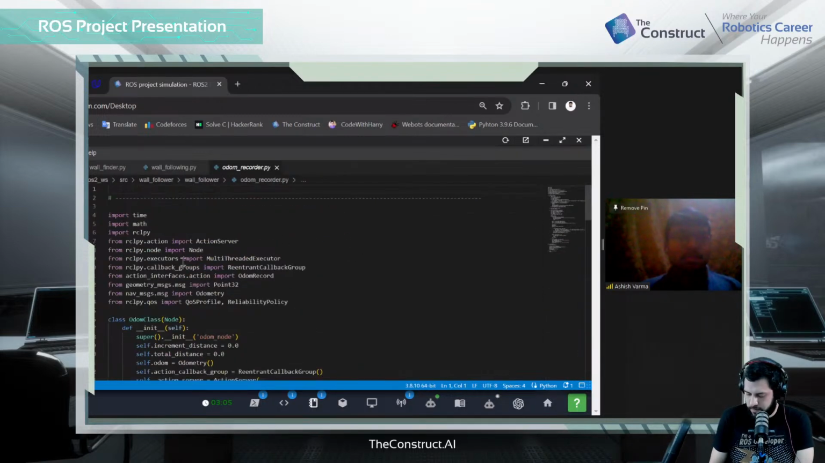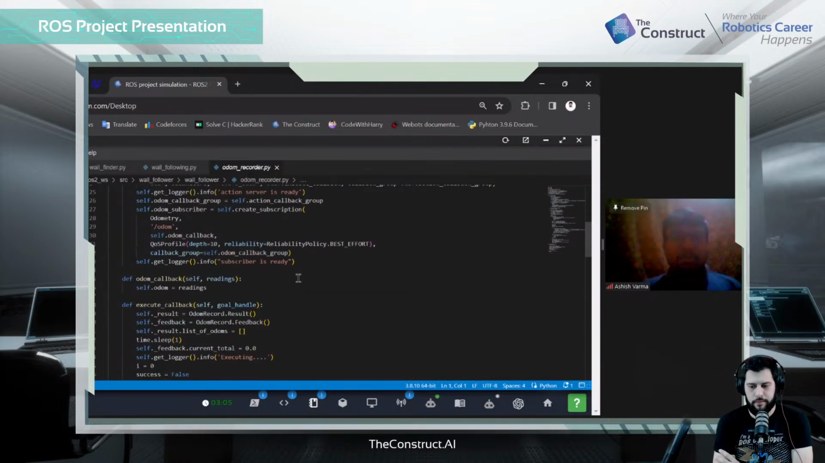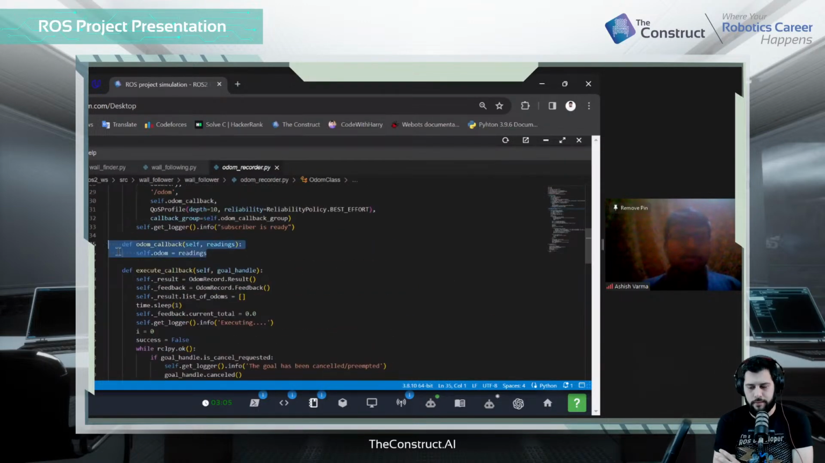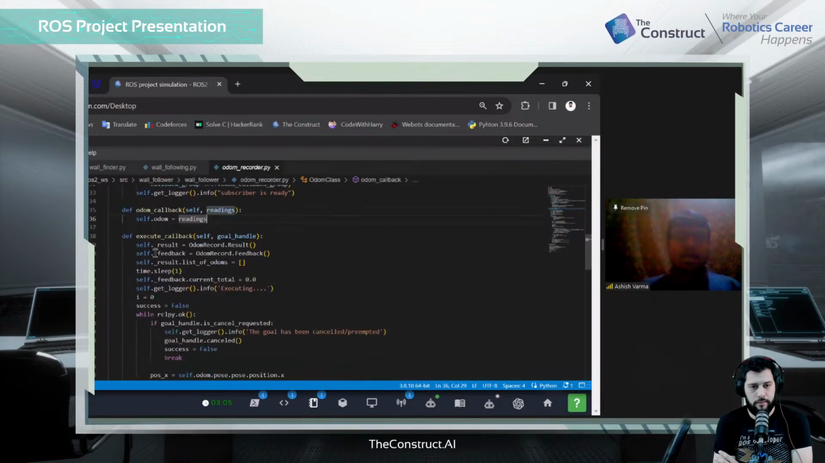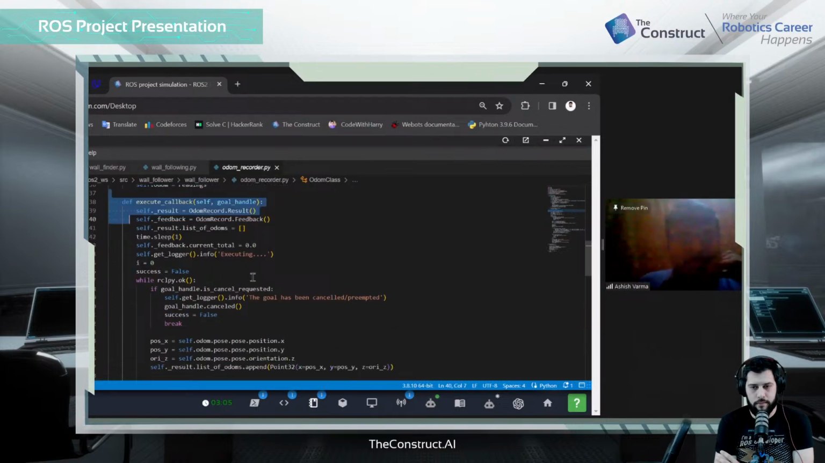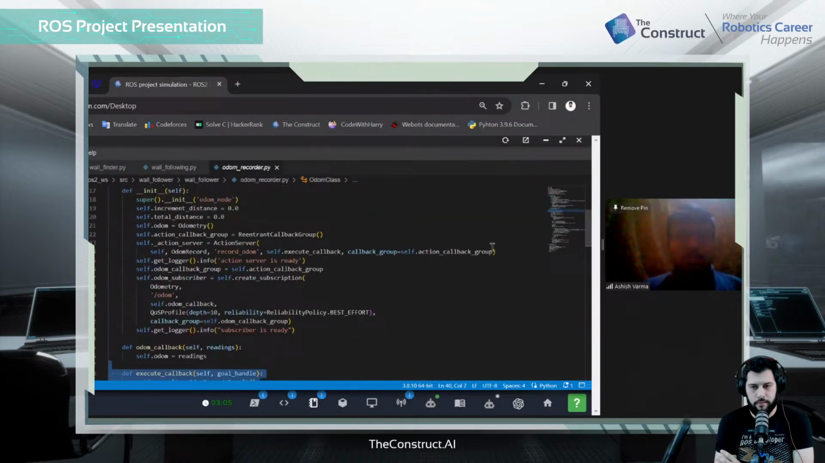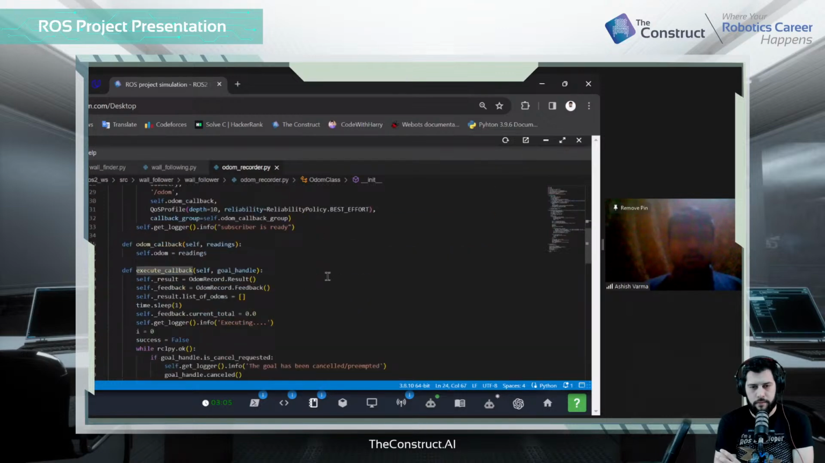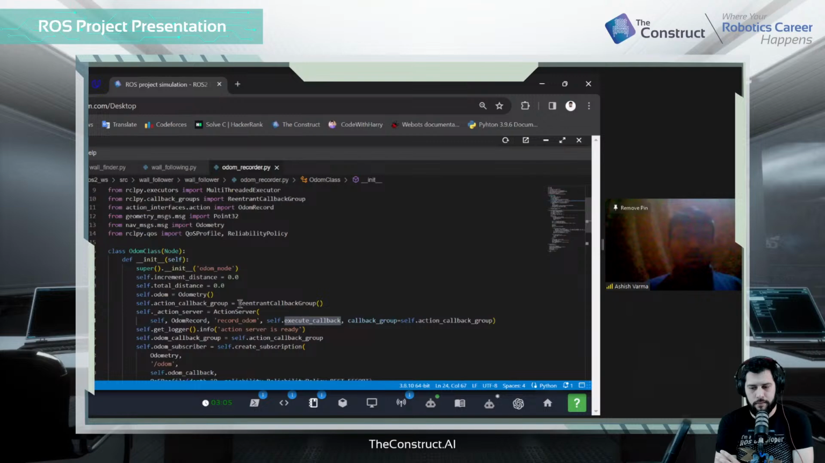And the same thing when we go to the action, where we need to deal with odometry. I need to call my odom callback, which deals with odometry data. And the other callback is execute. The execute callback is my action server callback. So both callbacks I need to trigger.